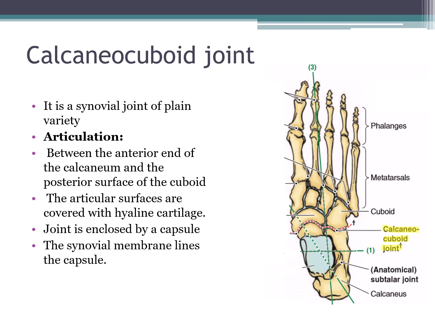Now this is the calcaneocuboid joint which we are talking about, which is a part of the transverse tarsal joint. It is a synovial joint of plane variety formed between the anterior end of the calcaneum and the posterior surface of the cuboid. The articular surfaces are covered with hyaline cartilage, and the joint is enclosed by a capsule. The synovial membrane lines the capsule.